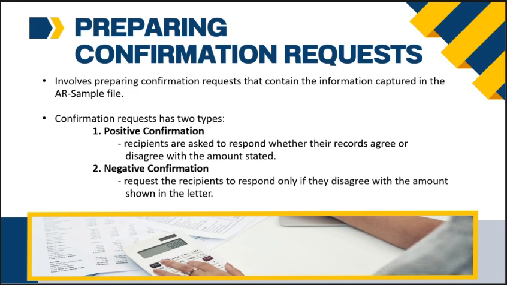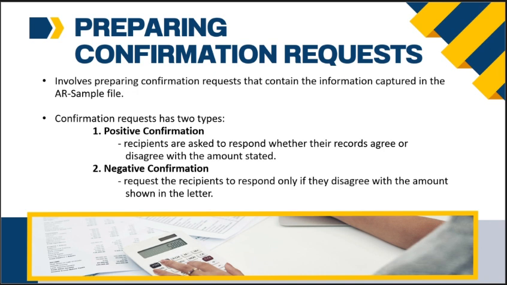The second type of confirmation is negative confirmation. This asks the recipients to respond only if they disagree with the amount shown in the letter. This technique is used primarily when AR consists of many low-value balances and the control risk of misstatement is low. A limitation of a negative confirmation is that non-responses don't confirm agreement.